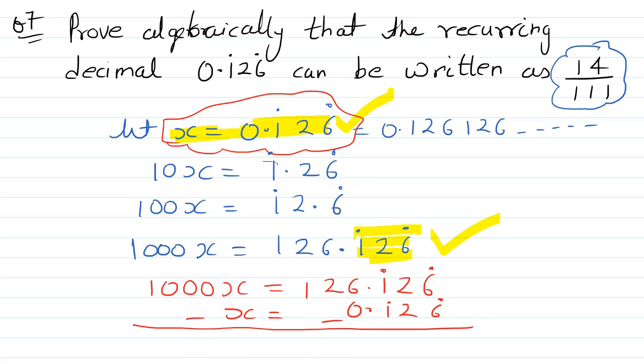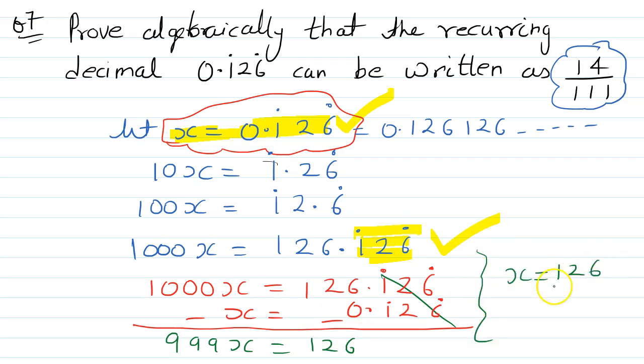Minus and minus cancelled out. Yeah, so this whole thing is cancelled out. 1000x minus x, that is 999x, and it will be 126. Okay, so you can write down x equal to 126 over 999. Yeah, if you divide by 9 both sides, it will be 14 over 111. That will be your answer.